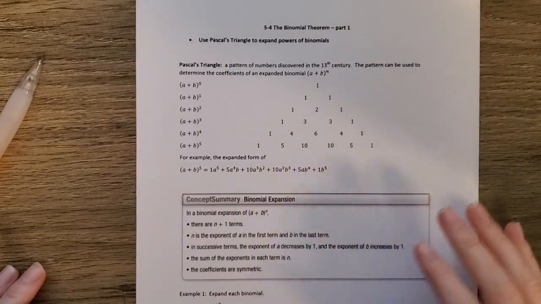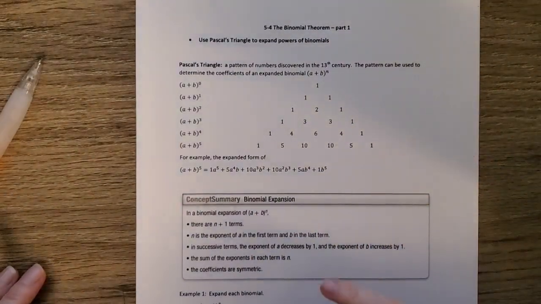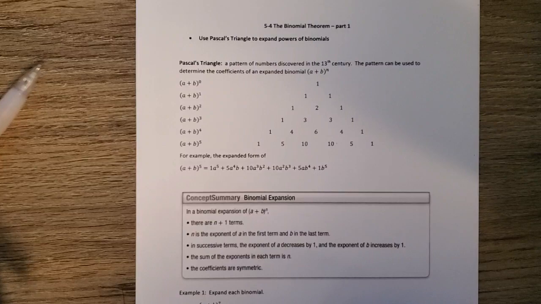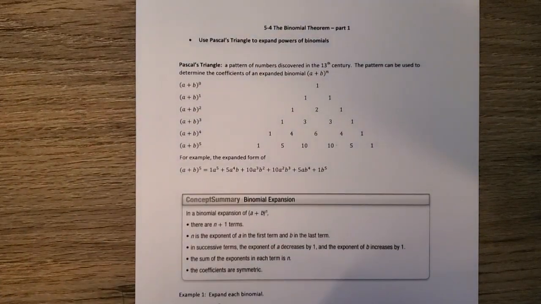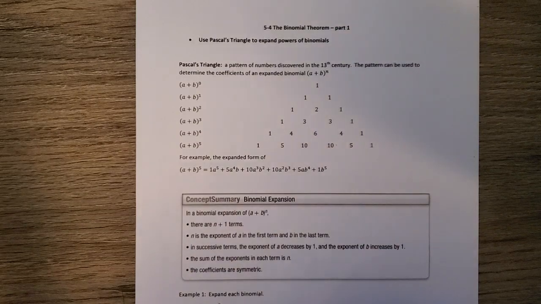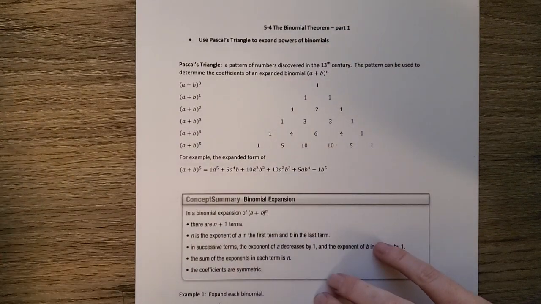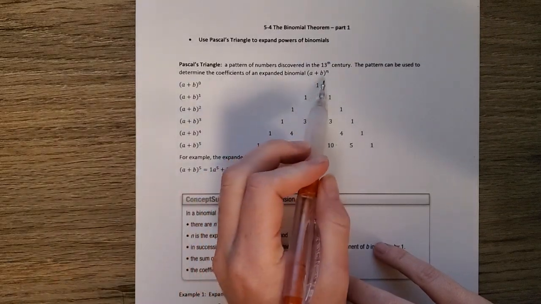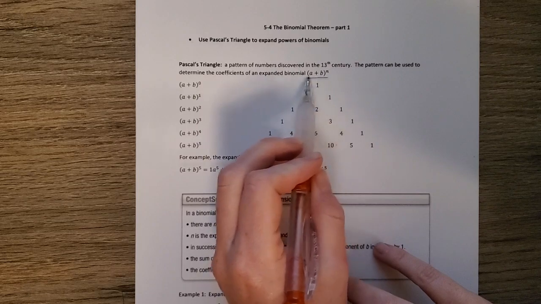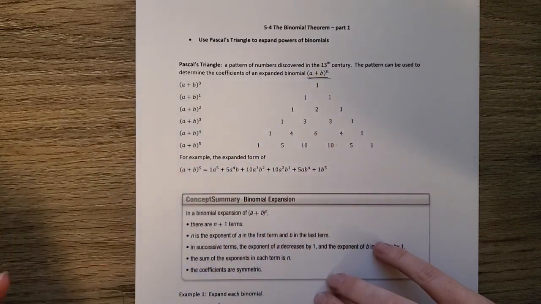Okay, so today's lesson 5-4, the binomial theorem, and this is part 1 of a 2-part lesson. Today we're going to learn how to solve a binomial to any power using Pascal's triangle. Pascal's triangle is a pattern of numbers discovered way back in the 13th century. The pattern can be used to determine the coefficients of an expanded binomial. So a binomial, 2 terms, raised to any power.